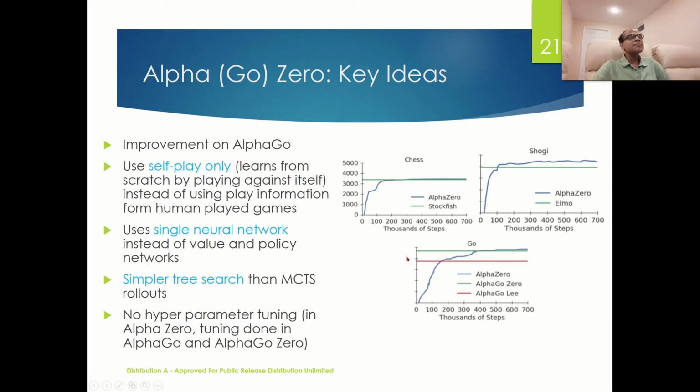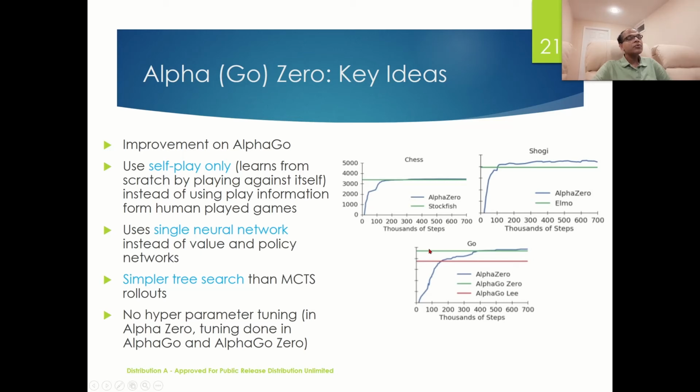Here are some graphs which show, for different games, how AlphaZero does compared to other standard algorithms. For example, let's look at chess. The y-axis here shows what is called the Elo rating, which is a standard rating used for games. One of the best chess playing engines you might have heard of is Stockfish, and this is how AlphaZero compares to Stockfish. As you can see, in about 200,000 or 150,000 steps, it achieves comparable performance. Similarly, for shogi, AlphaZero actually outperforms Elmo, the best AI algorithm that was there.